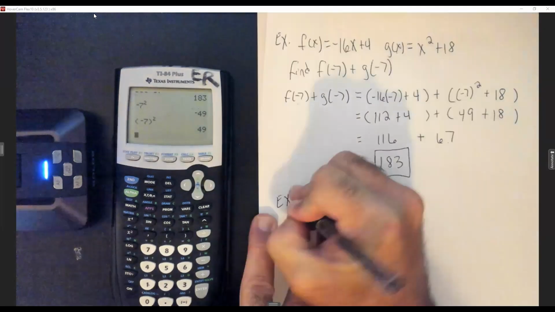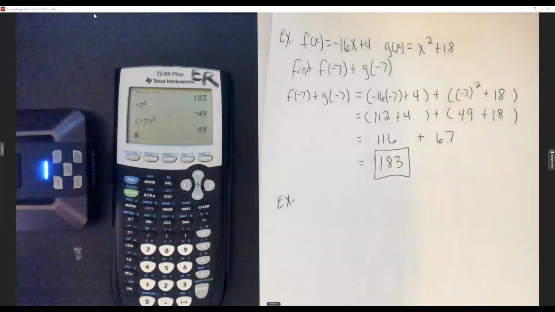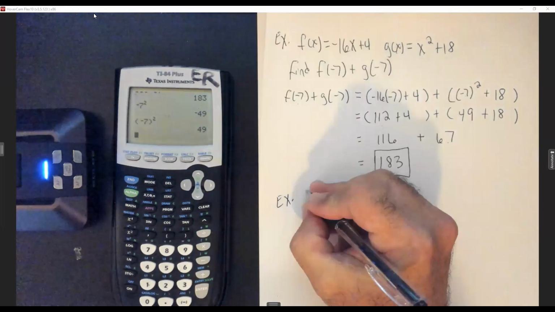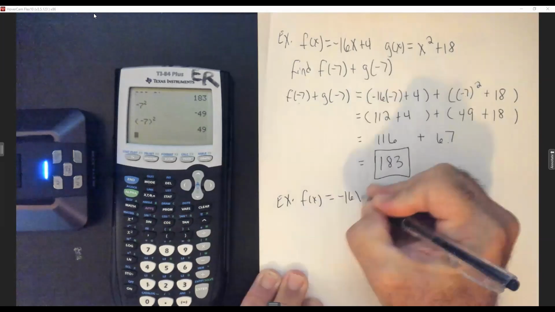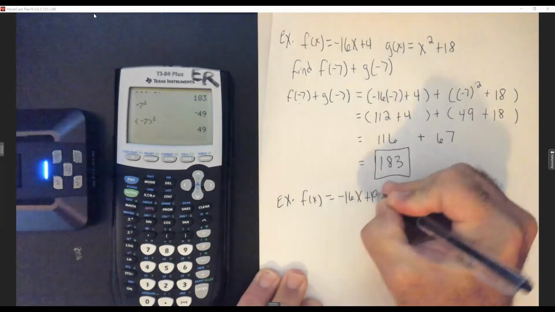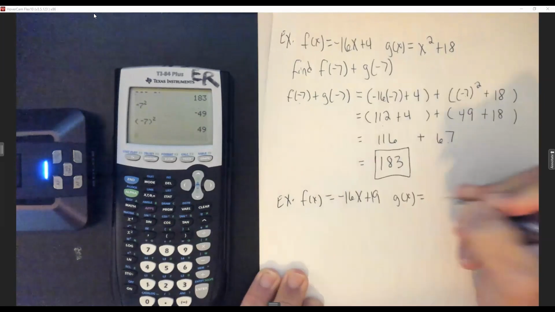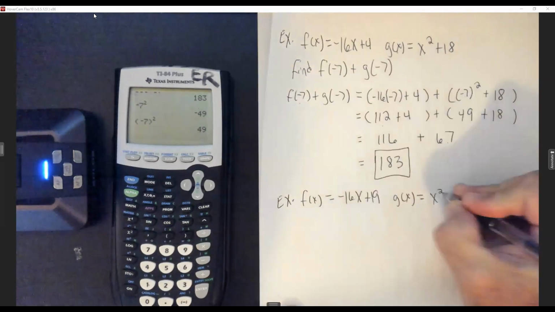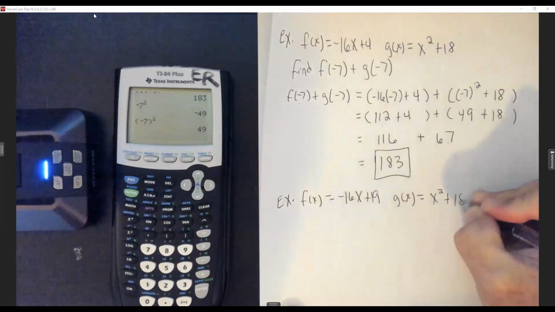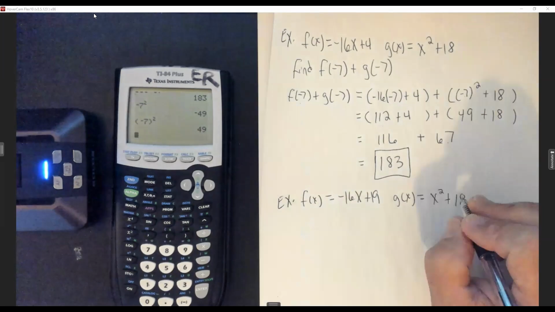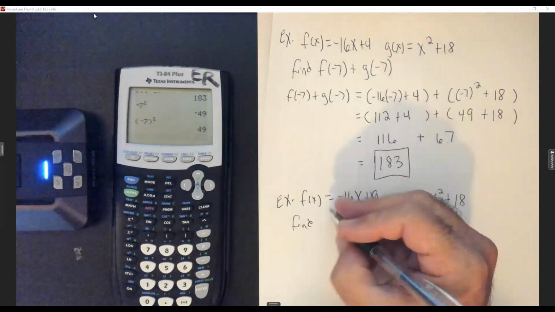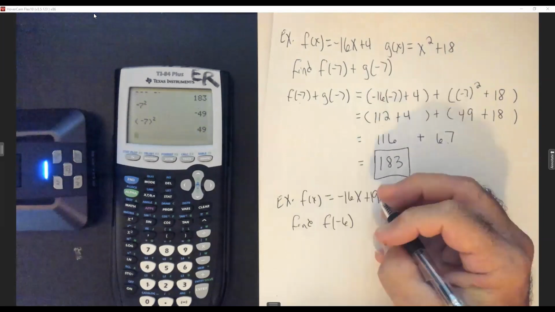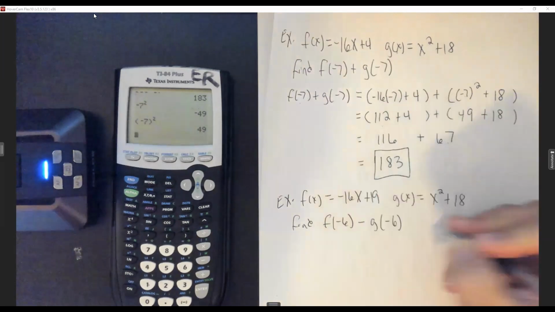All right, so the next one's going to have numbers also. They're giving me f of x is going to equal negative 16x plus 19. g of x is going to equal x squared plus 18. I'm going to find f of negative 6 minus g of negative 6.